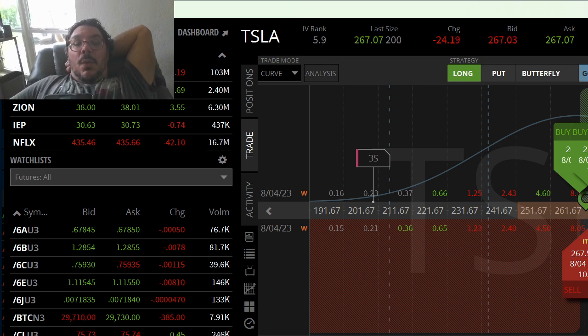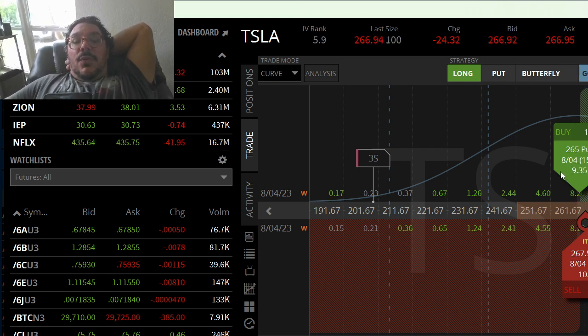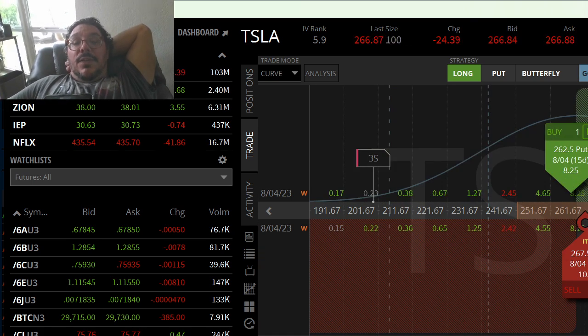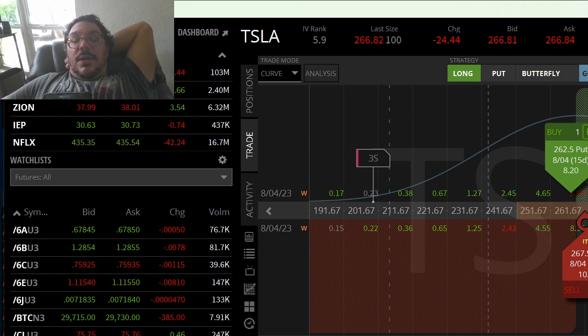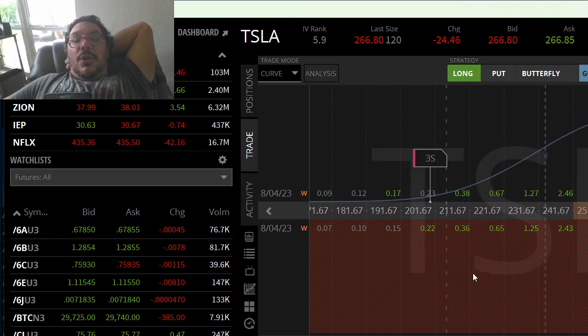So what is a broken wing butterfly? This is a regular butterfly right here. You're skipping a strike, and that's why it's a broken wing. If you were to move this wing down one, this is a broken wing butterfly. You can do it for a $105 credit at this moment, but this is only a 53% probability of profit.